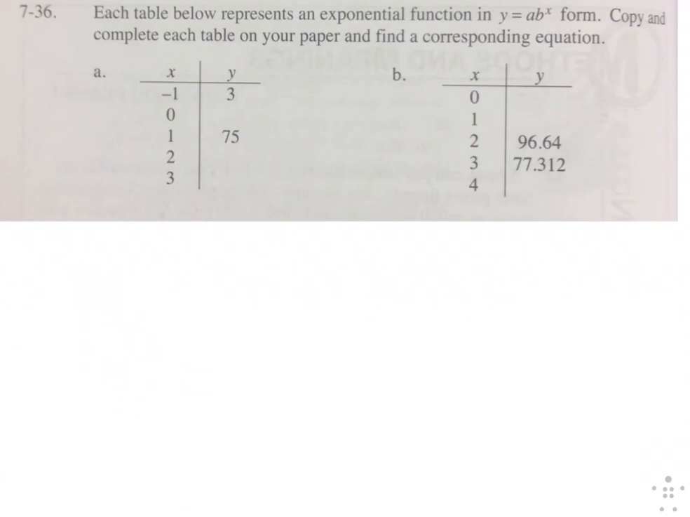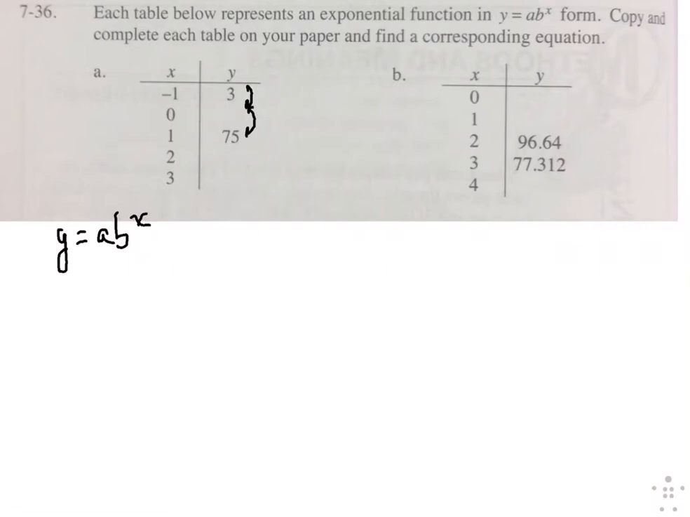Okay, 736A, this is another problem. We've done so many of these, but let's work this through. We want the function in the form y equals ab to the x, and a, clearly by now we know, is the y-intercept, and b is the multiplier.